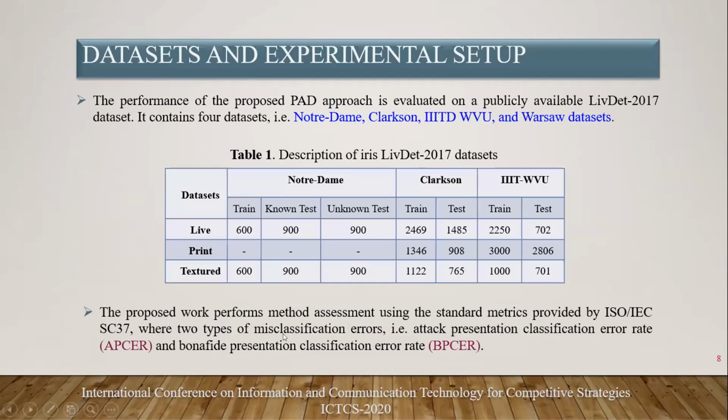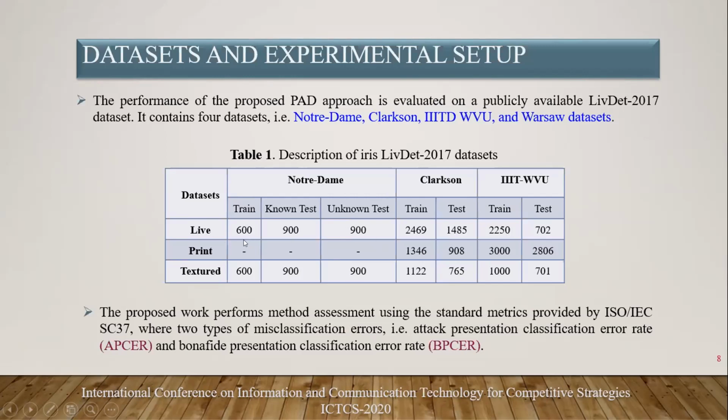And if we talk about the datasets and experimental setup that we have used, the proposed PAD approach is evaluated on a publicly available dataset, which is the LivDet 2017 iris dataset. Basically, it contains four different sub-datasets: ND, Clarkson, IIITD-WVU, and Warsaw. The Warsaw dataset is not currently available in the public domain, so we have utilized the REST 3. And in this table, we have demonstrated the sample distribution among these datasets.